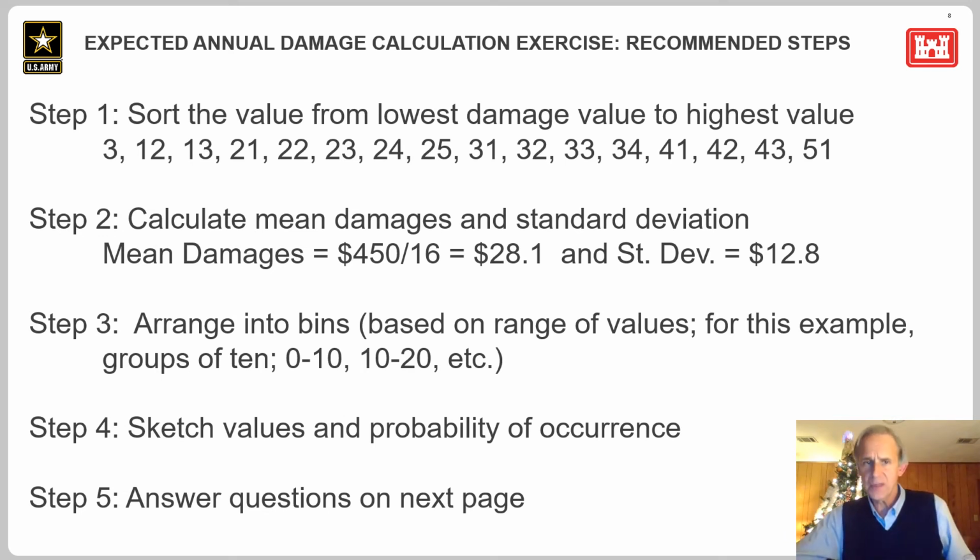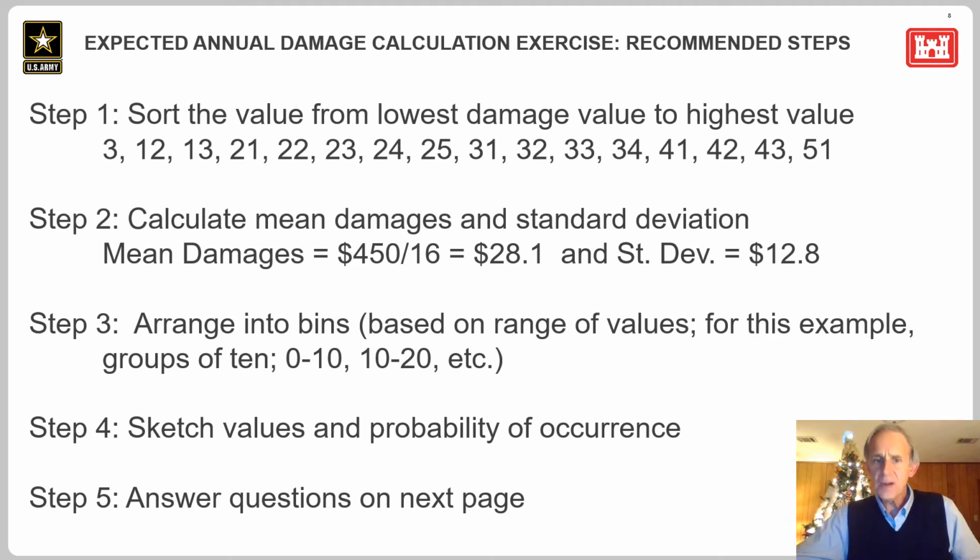So if you were doing this, you would sort the values from lowest damage to highest, and that's what we have here. You'd calculate the mean damages and the standard deviation. If my math is right, not always, if you calculate those damages, the total damages divided by the number of values, you get your mean damages, and we'd just say 28 million if we were using millions of dollars. And you can also, from the 16 values, calculate the standard deviation, which would be $12.8 million.